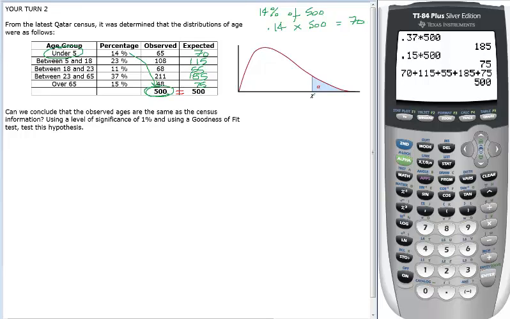Okay, so now let's go through the process. You know the process is the 5-step process, so let's go at that. Step 1, of course, is state your null and alternate hypothesis. What is H0 in this case? Well, H0 is exactly what we're saying, that the observed ages are the same as the census information. Look right there, are the same as the census information.